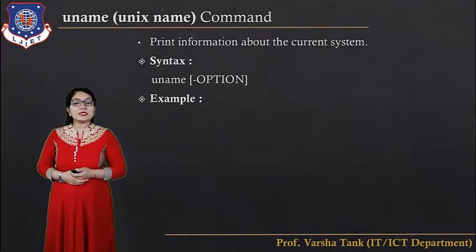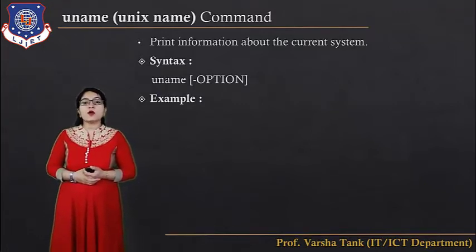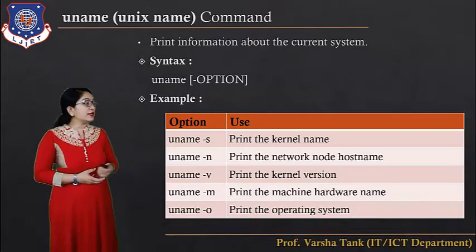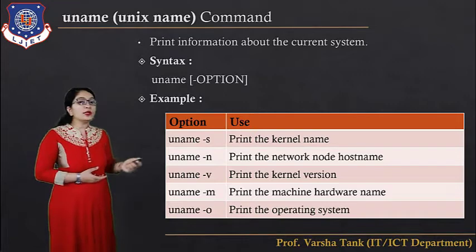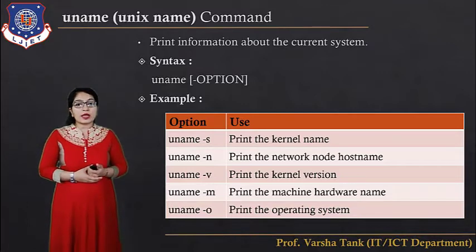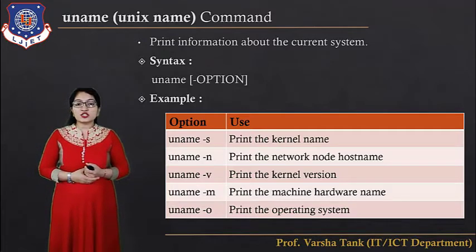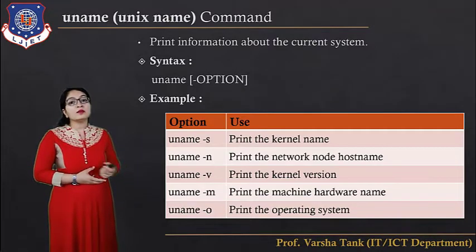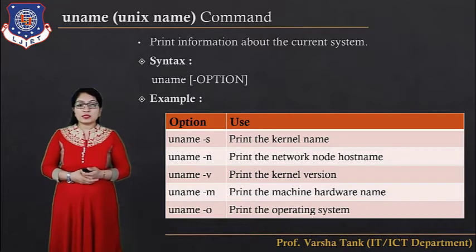Okay, now the next command is uname. Uname means the Unix name command. It will print the information about the current system. And the syntax for this is uname, option. And here are some examples of how you can use the uname command. If you write uname -s, it will print the kernel name. If you write uname -n, then it will print the network node host name. If you write uname -v, then it will print the kernel version. uname -m will print the machine hardware name. And uname -o will print the current operating system.